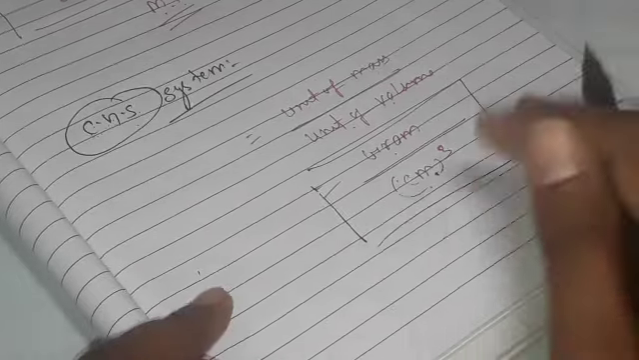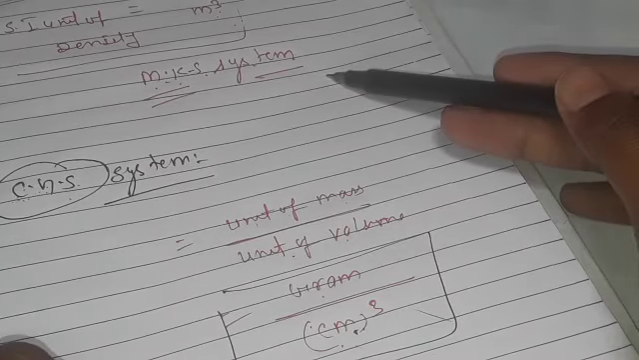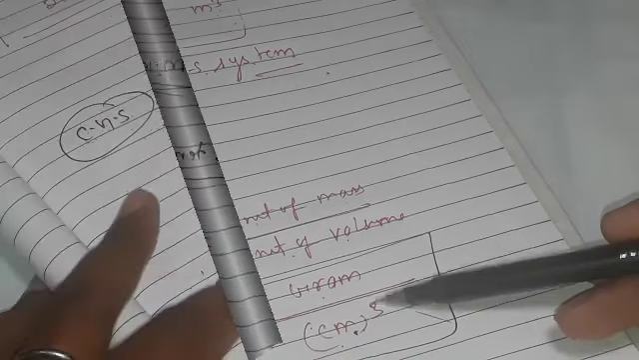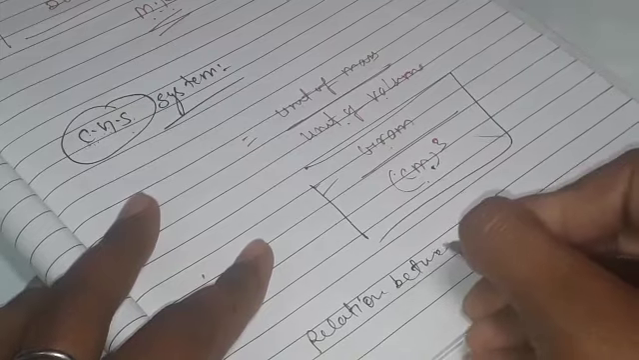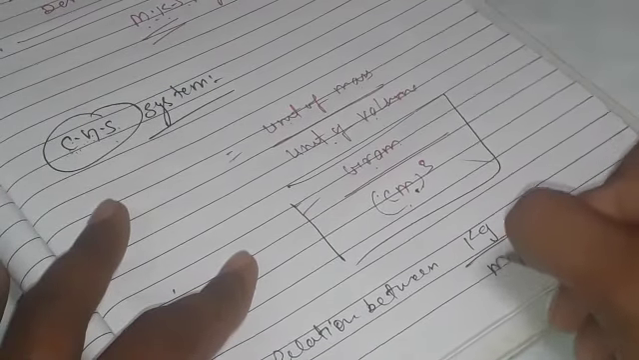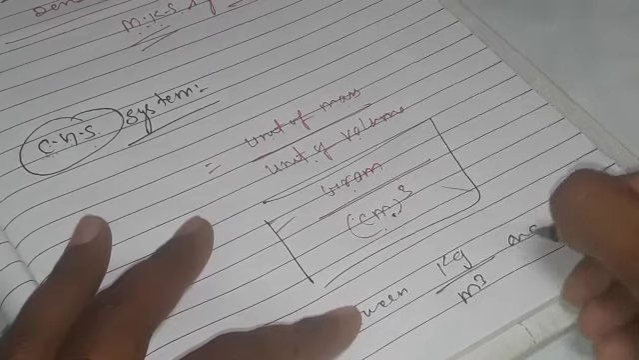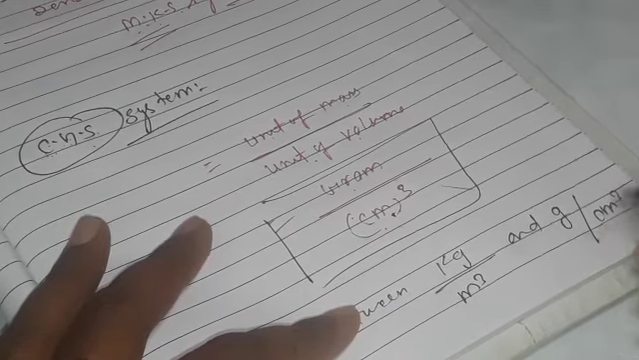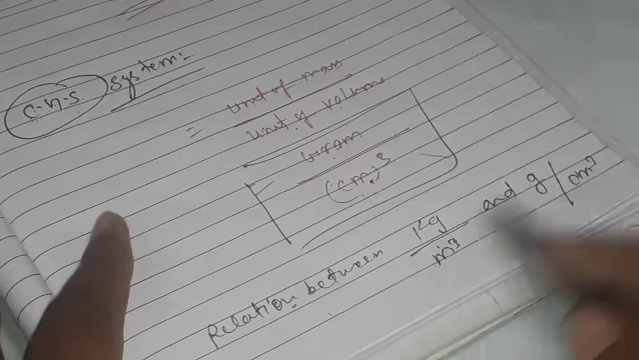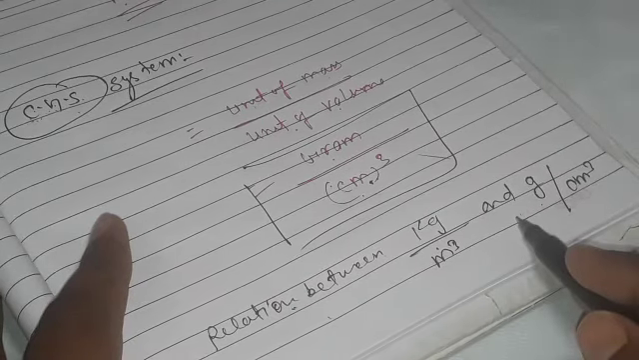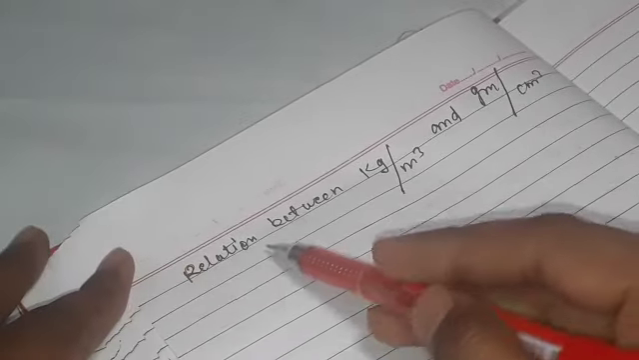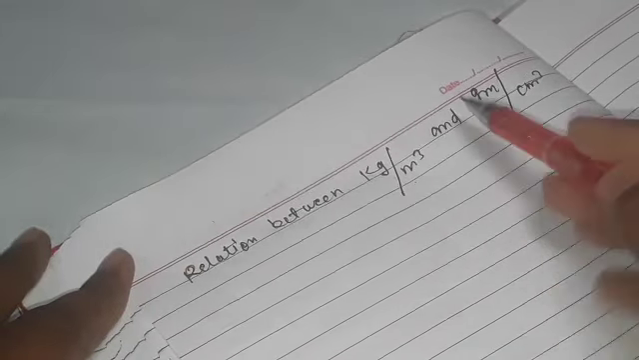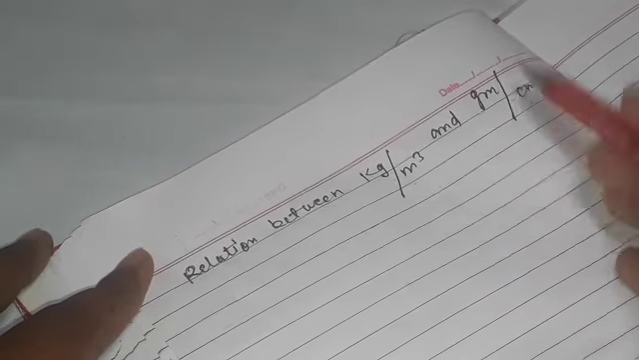Now the important topic is the relationship between the MKS unit and the CGS unit. So there is a new topic: relationship between kilogram per meter cube and gram per centimeter cube. This is a very important topic for your examination, so understand it carefully. Okay class, your new topic is the relation between kilogram per meter cube and gram per centimeter cube.